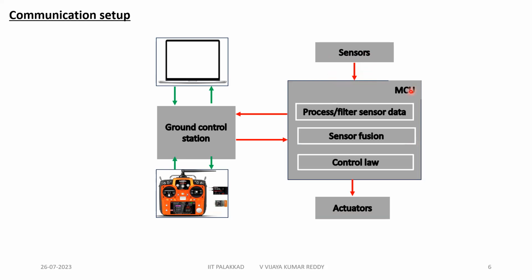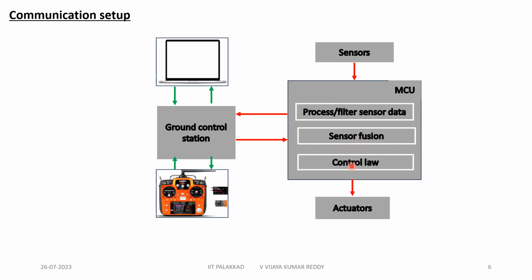If you want to integrate with MATLAB, you can use MATLAB integration. Some other language like C++ you can use, or Arduino code also. So they will take the sensor data, use filters and process the sensor data. They will apply sensor fusion, such as a complementary filter or Kalman filter, and then estimate the actual position of the system.